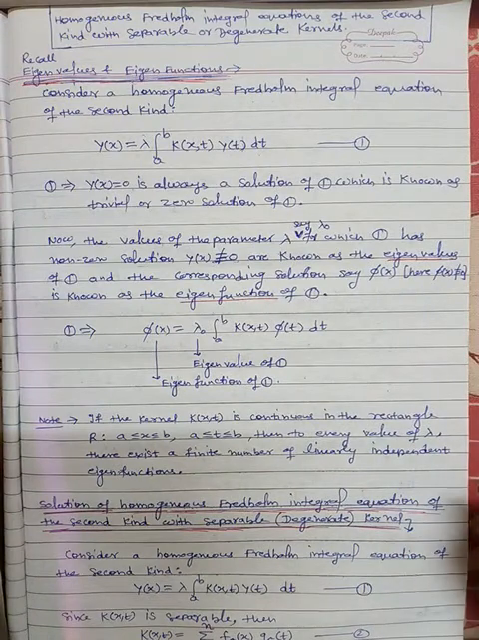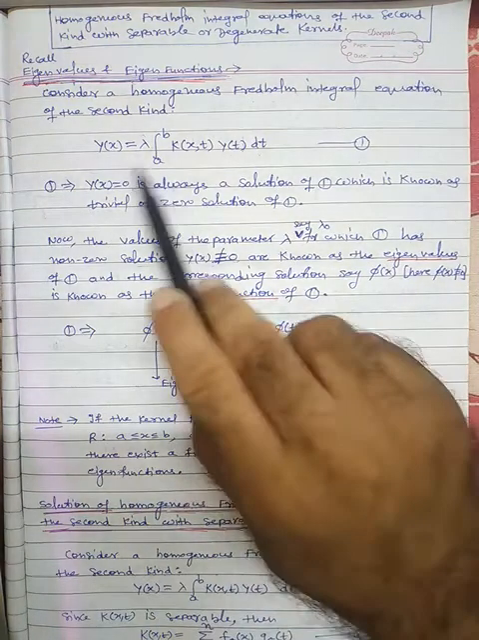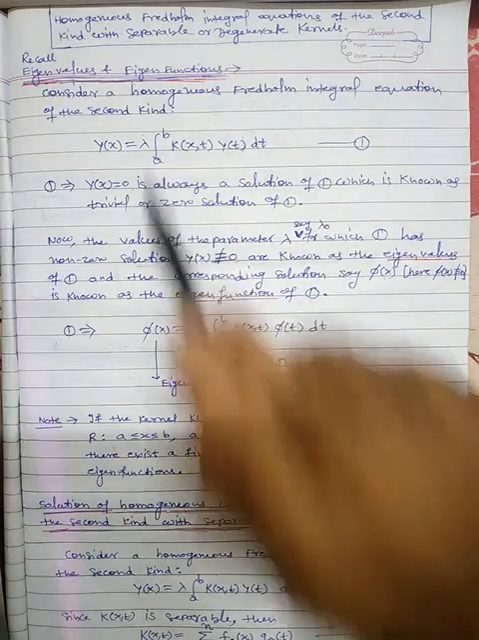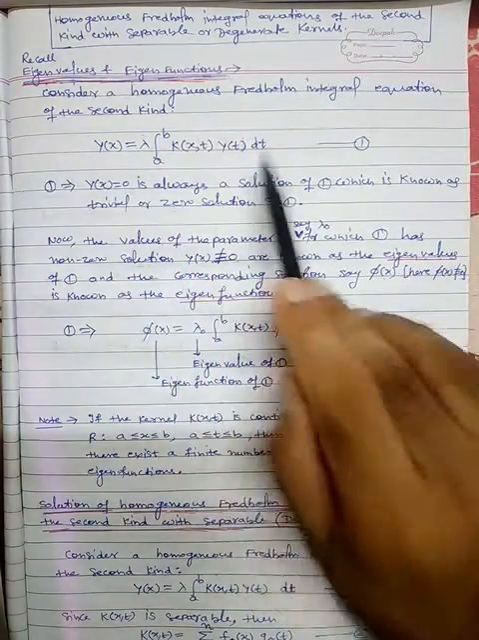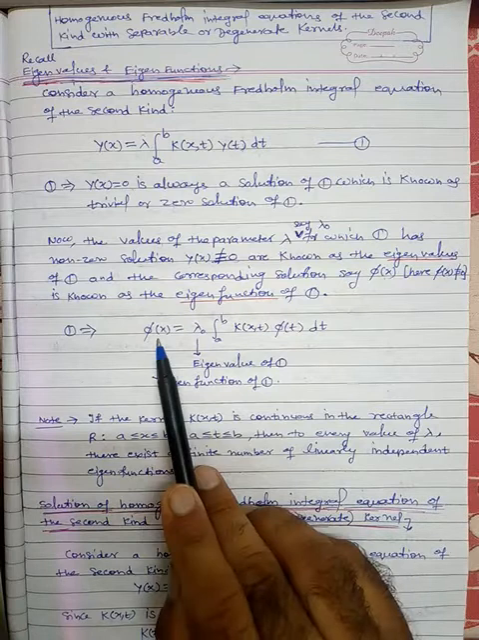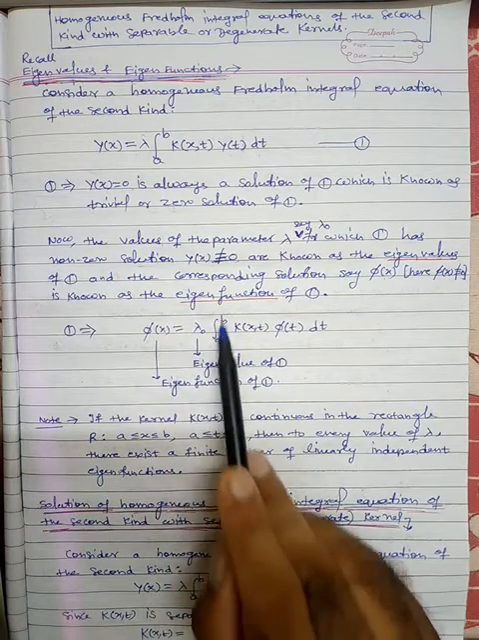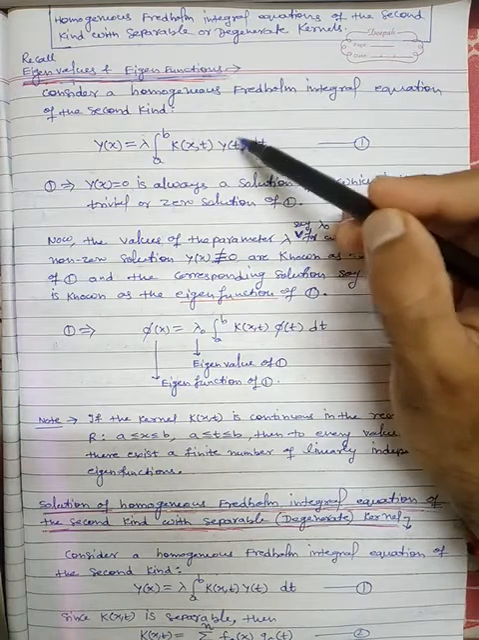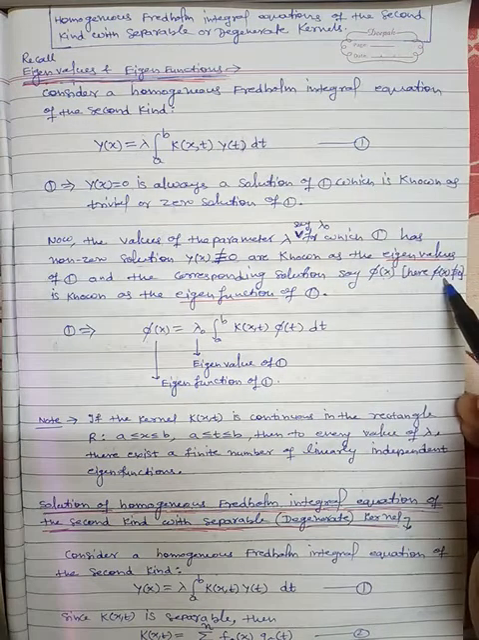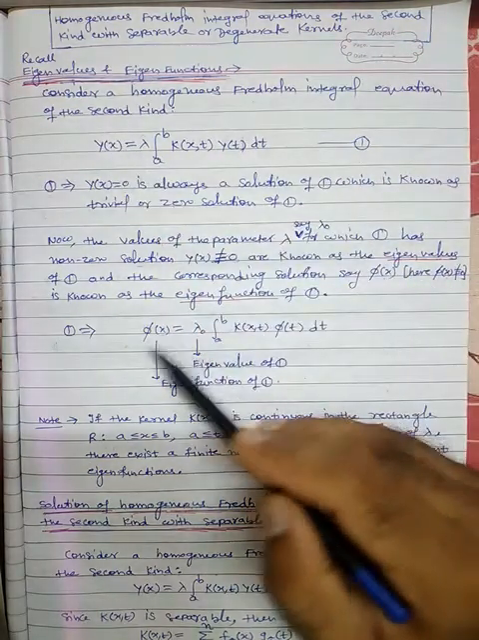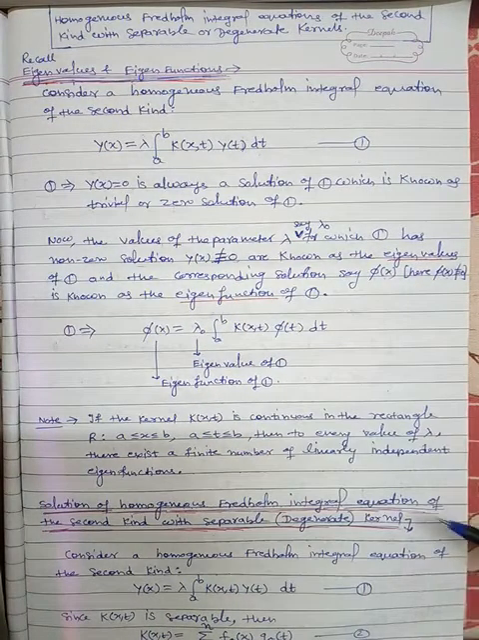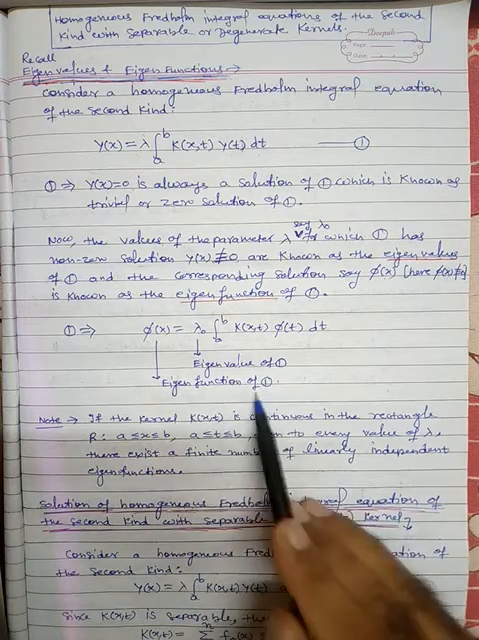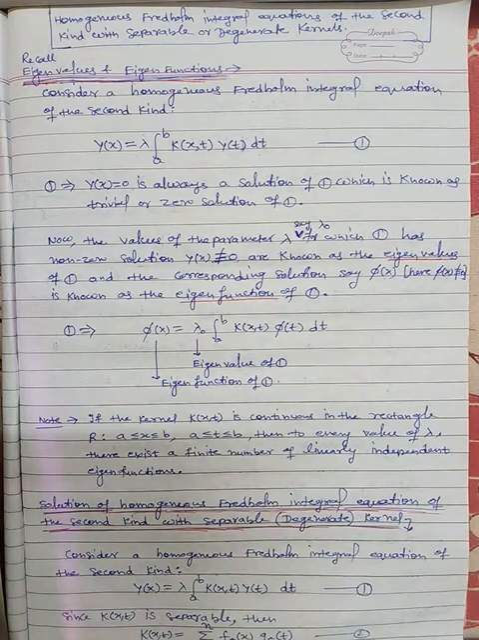I think you understand. If phi(x) is the solution and lambda naught is the eigenvalue of 1, then equation number 1 can be written as phi(x) equals lambda naught times the integral from a to b of K(x,t) phi(t) dt. So just replace y(t) by phi(t), y(x) by phi(x), and lambda by lambda naught. So this lambda naught is nothing but the eigenvalue, and this is the eigenfunction. I think you understand.